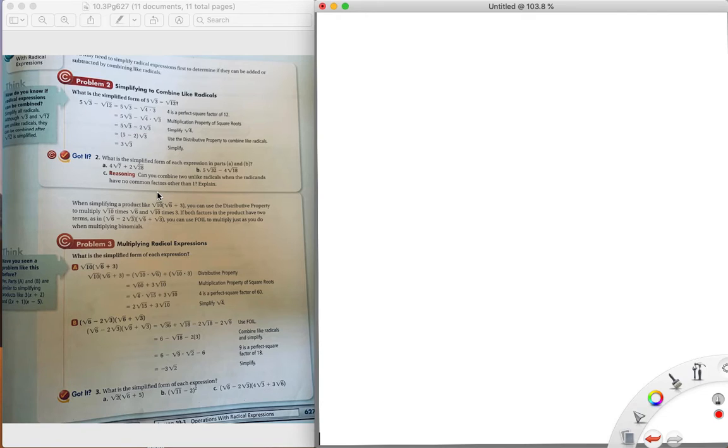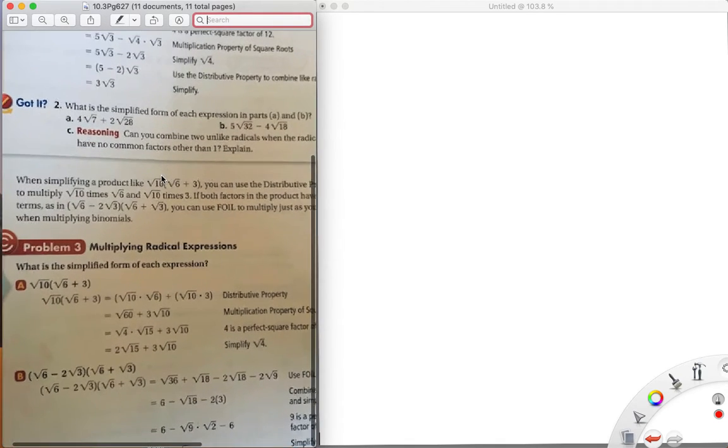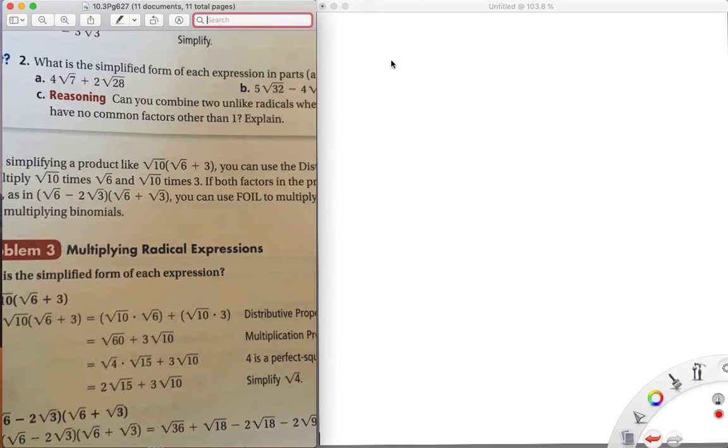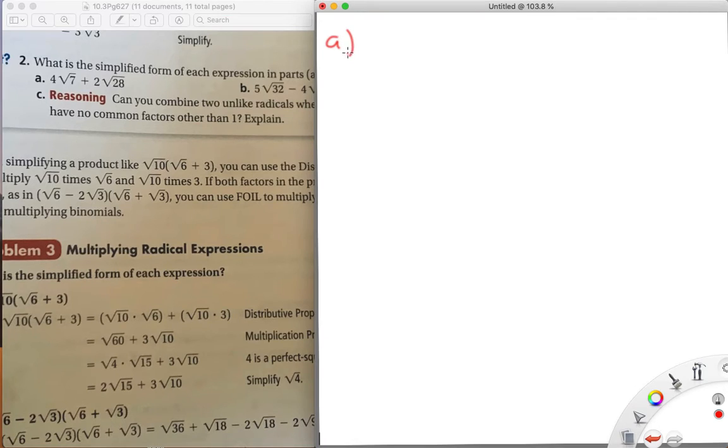You can also simplify these things in order to get the particular radicals to combine. So here we have, for A, 4 root 7 plus 2 root 28. Well, 28, I can combine that into 2 times the square root of 4 times the square root of 7, because 7 times 4 is 28.